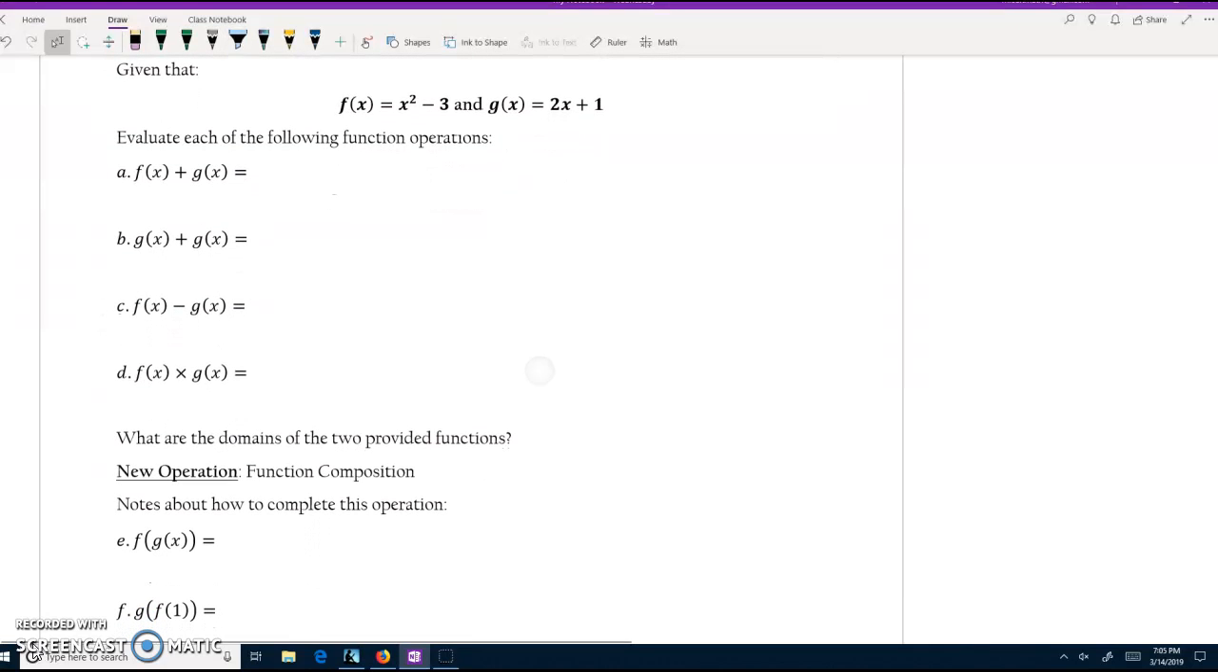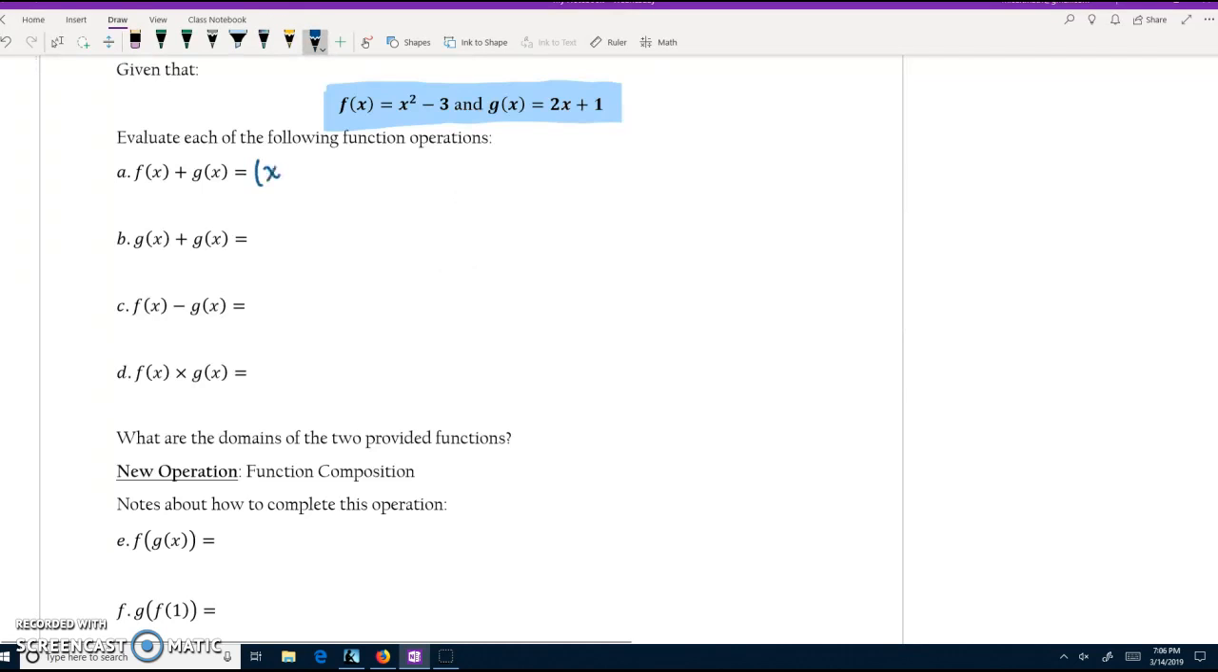f of x is equal to x squared minus 3, and g of x is equal to 2x plus 1. So this example should look pretty similar to the one that we started out with in class today. We have function operations first, so our basic addition, subtraction, multiplication, or division. And then we also have our function composition operations. So the addition and subtraction and multiplication should all feel very, very familiar for polynomials because it's the same kind of operations we've done with polynomials.